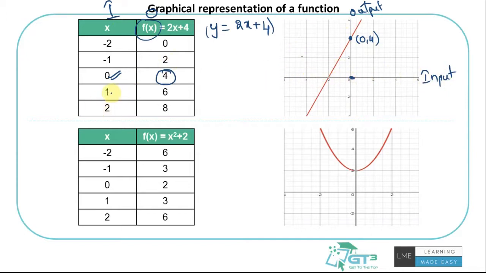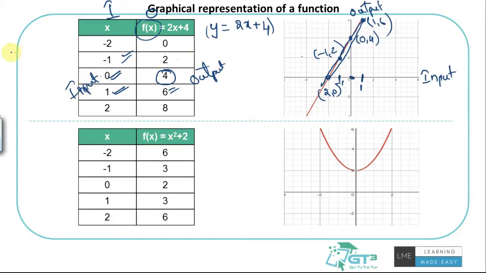If I say 1 gives 6, so when input is 1, output should be 6, right? This is 1 comma 6. And when input is minus 1, output is 2, so input is minus 1, output is 2. Similarly, input is 2, output is 0. I get points, and I can join them to get this line. That's how I can also look at the graph and read. As I said, the y-axis value would be output and the x-axis is my input.